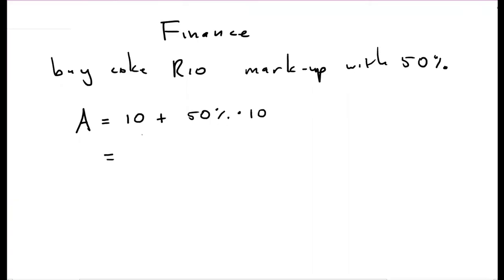Fantastic. Now, what's this? I'm going to take out a common factor of 10, and then I'm going to be left with 1 plus 50%. Right. I'm going to change this now into variables. What was this 10 Rand? Well, that's my money, my present value. That's what I have now. Then it's 1 plus, and then the interest.